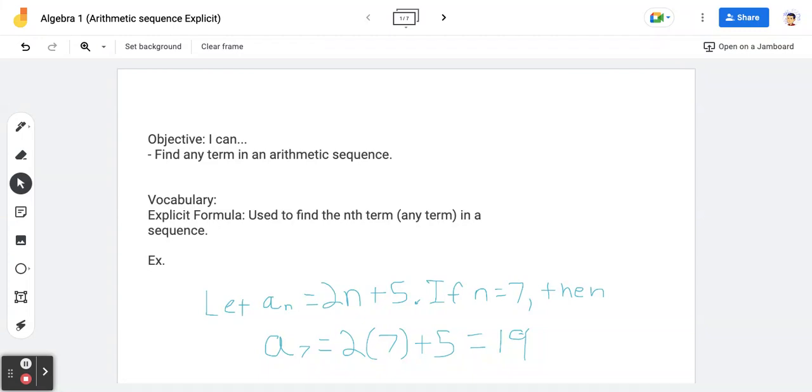Okay, well, if I want to find the seventh term, all I would do is take that 7 and substitute it in for n. And then we ask ourselves, what's 2 times 7 plus 5? Well, 2 times 7 is 14, plus 5 is 19. So using the explicit formula that we were given, we could find any term.